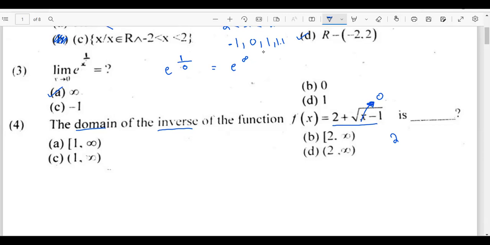This is my under root x minus 1. And the minimum value would be when this under root x minus 1 is 0. So the minimum value of the function could be 2. And we are using a square bracket because this 2 would be included, okay?